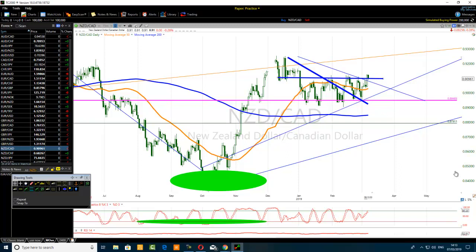On the daily chart, the price is oscillating between a level of 0.90965, note it down, 0.90965, and the level of 0.89485, between the pink line and the orange. So there's a consolidation going on there.